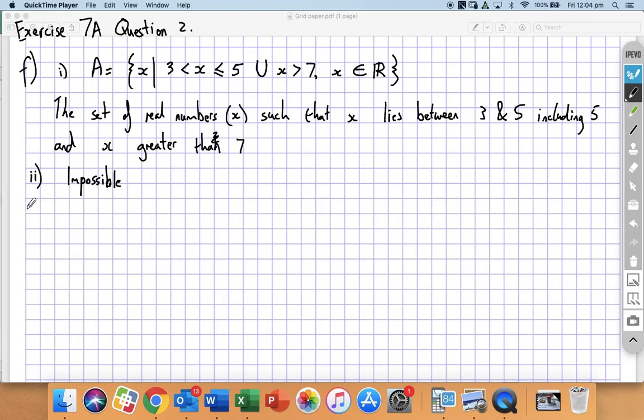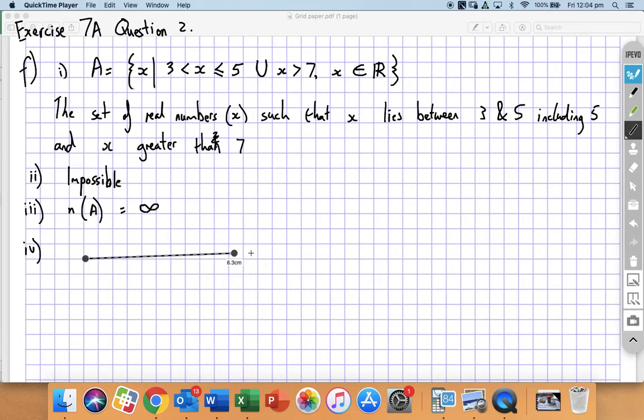All right, find the number of elements. Again, I can't do that. So n of A, well, it's just infinite, right? Too many. I can represent this on a number line though.